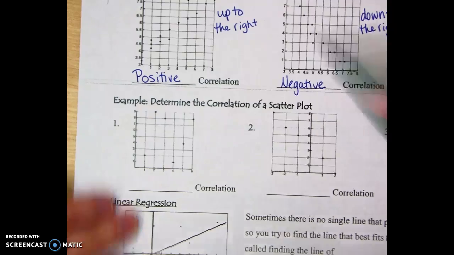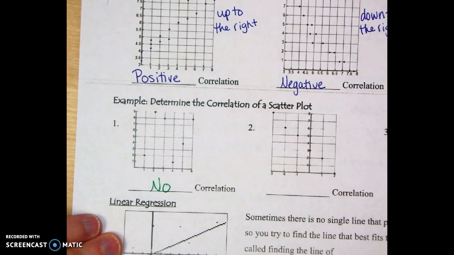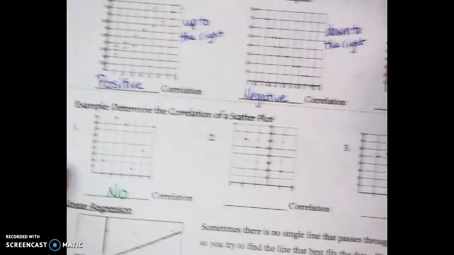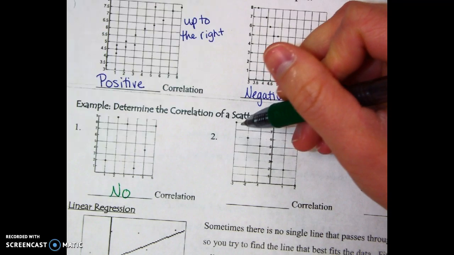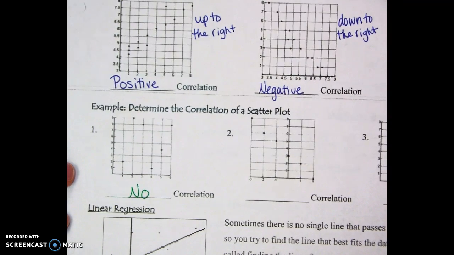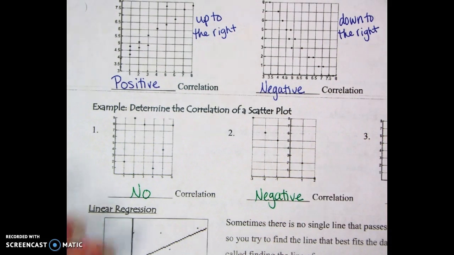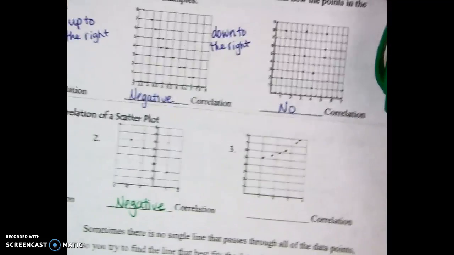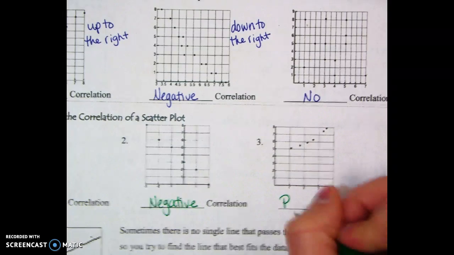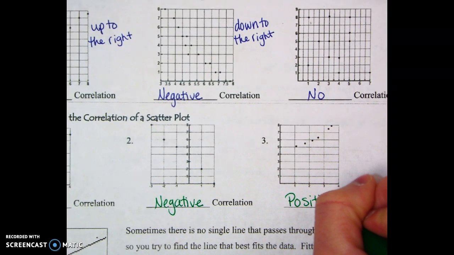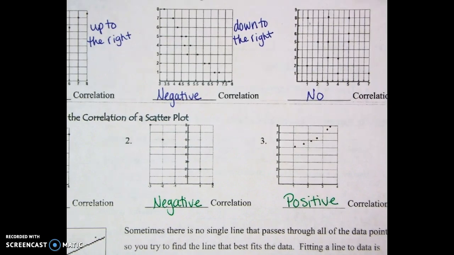Number 1 here has dots all over the place. This is no correlation. Number 2, if you look, they're going down to the right, or up to the left if you want to think of it that way. But it is going down to the right, so this one is a negative correlation. And number 3 is going up to the right, kind of, so this is positive. Okay, hopefully that wasn't too bad.